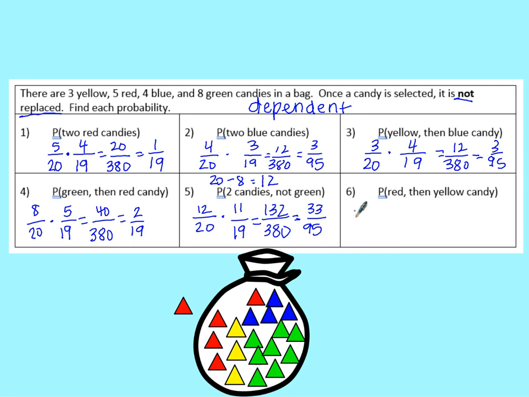Both of these are divisible by 4, and our simplified fraction is 33 over 95. In the last one, you want the probability of a red and then a yellow. At first, we have 5 red candies, so that's 5 out of 20. Then if we take a red one out, we only have 19 candies left, but there are 3 yellows available, so that's 3 over 19. This becomes 15 over 380, and this fraction is actually not in simplest form. We can divide both by 5, and we get 3 over 76, which is in simplest form.